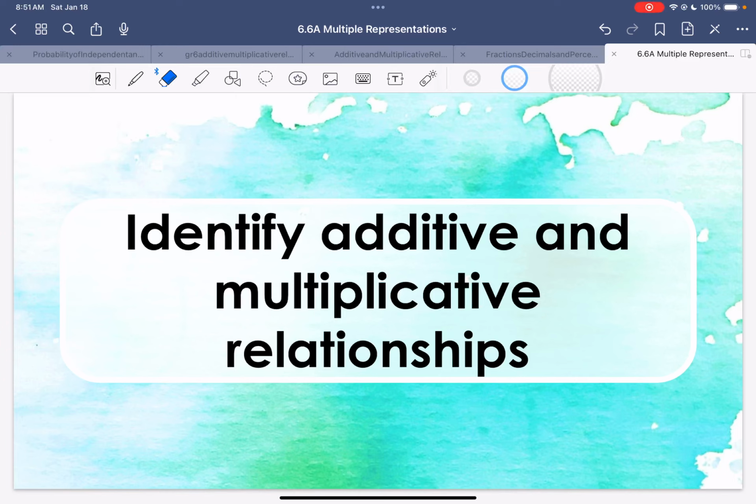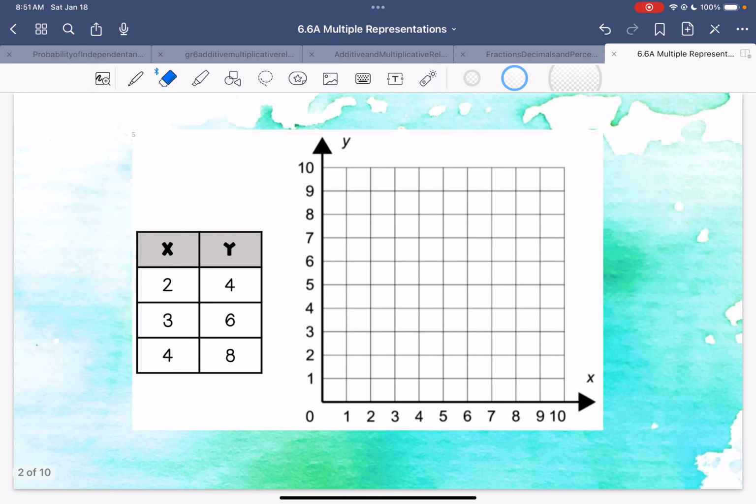Hey, welcome back, guys. In this video, we're going to focus on identifying additive and multiplicative relationships. So before we get started, let's review graphing.